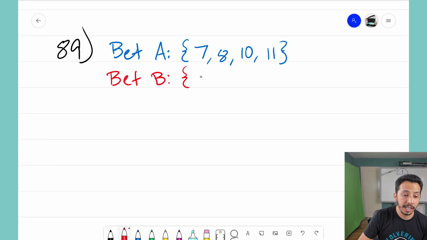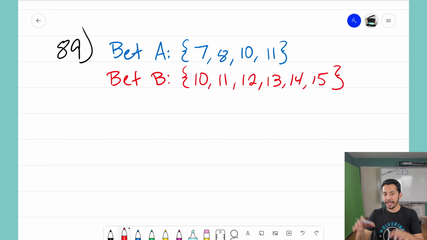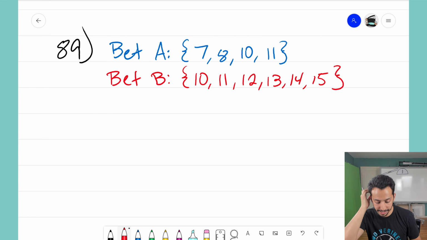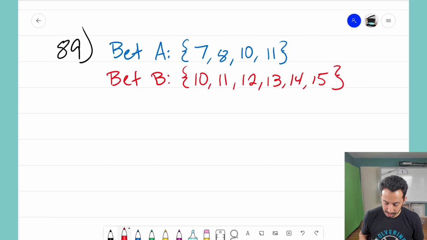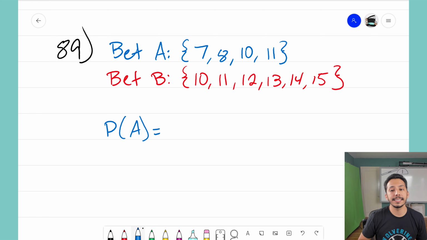I want to put that on these numbers. These are the numbers he's going to cover with that chip: 10, 11, 12, 13, 14, and 15. So he has 2 bets out on the table right now. Okay, before we really jump into this example, what's the probability that he wins A? He places his chip out there. It's hitting those 4 numbers. What's his chance of winning this game of roulette?